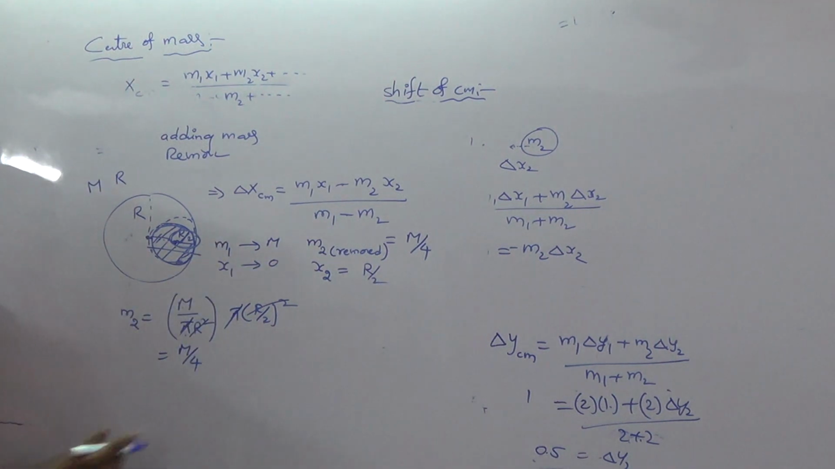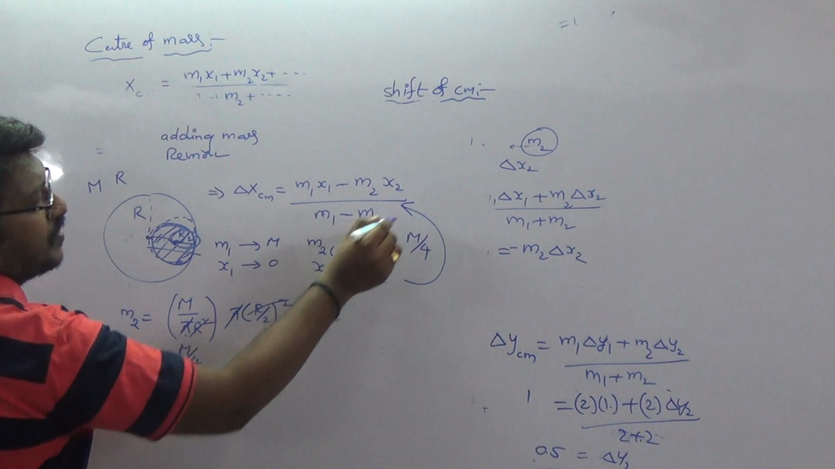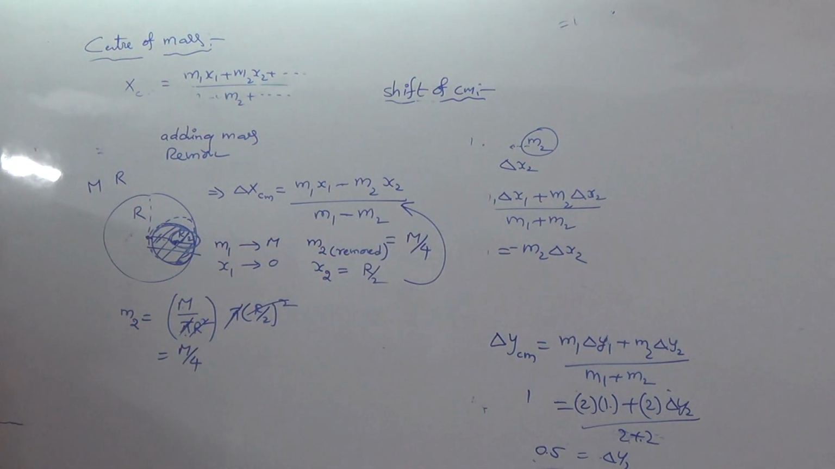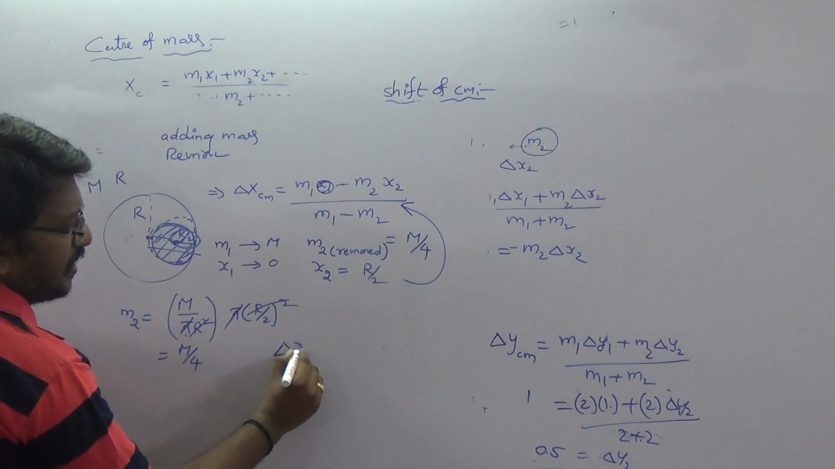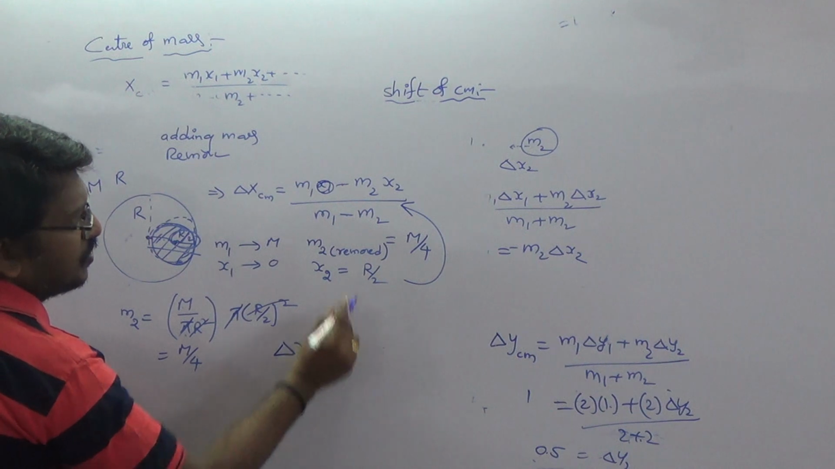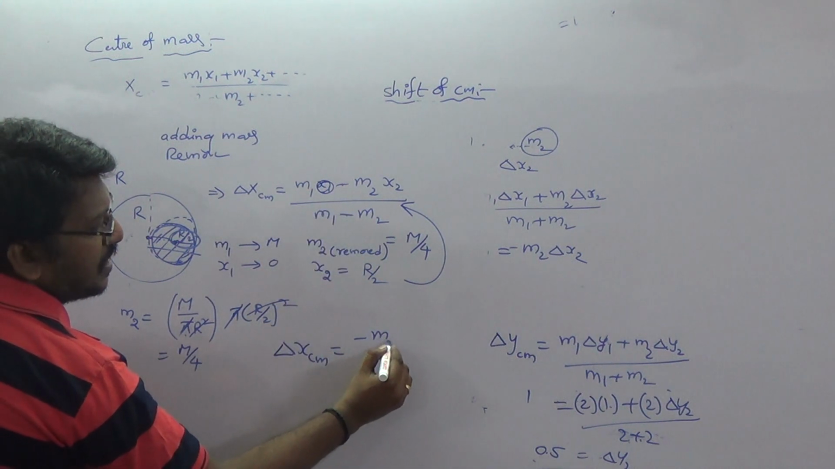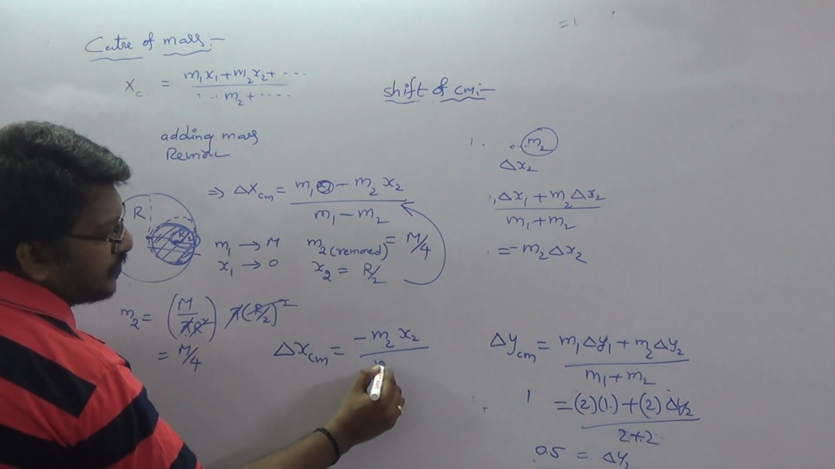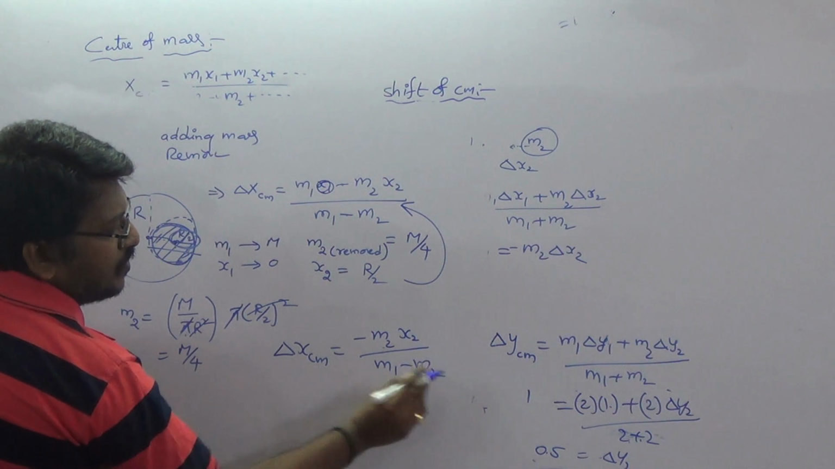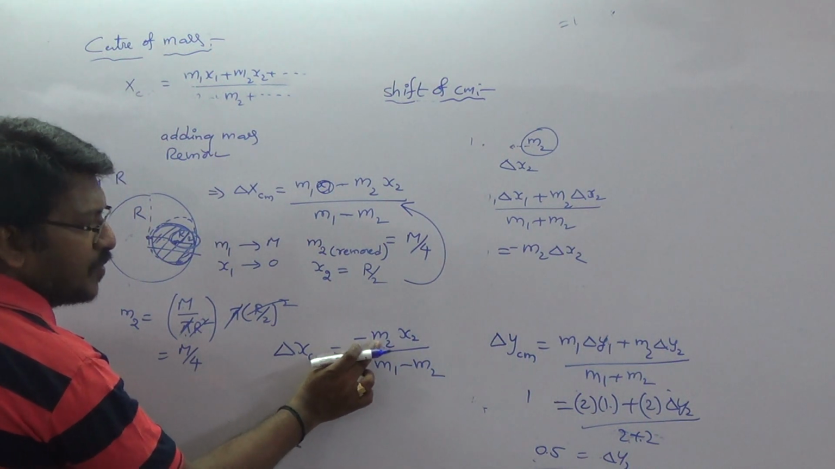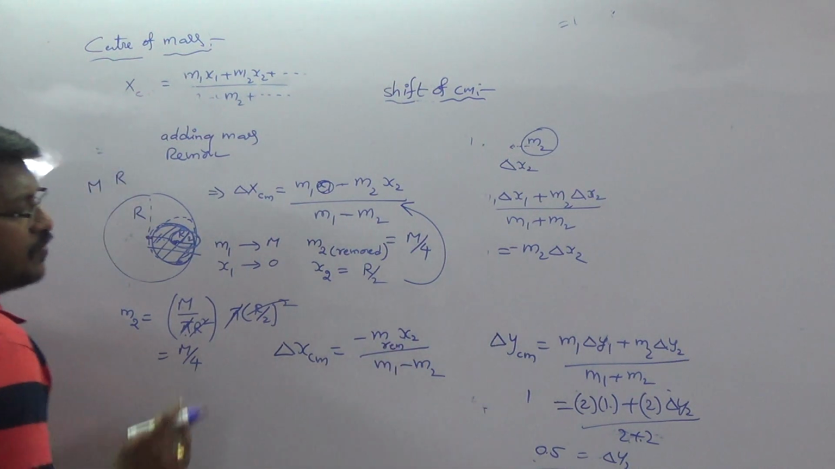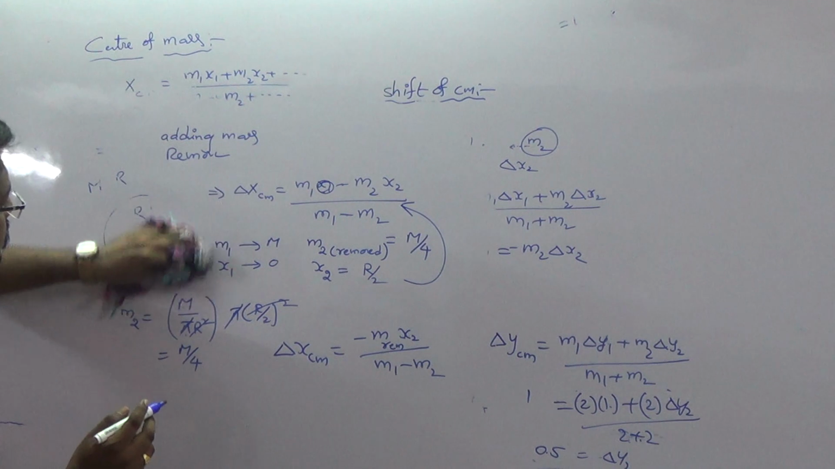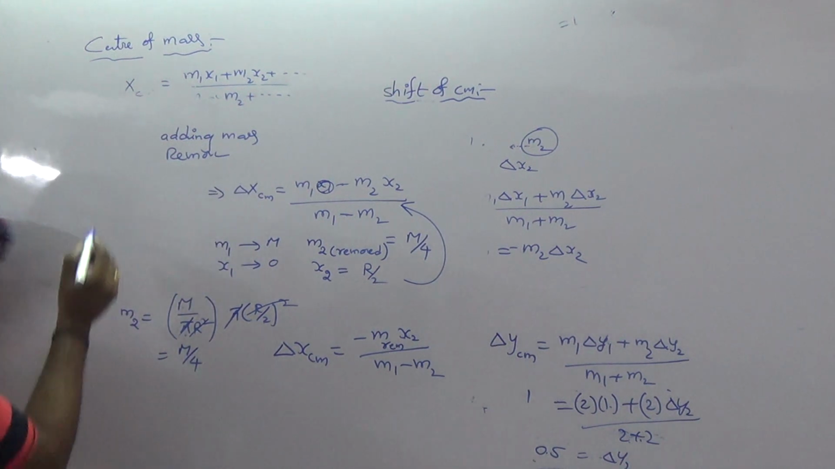So from that, by using this formula to get the answer, m1 x1 minus m2 x2 by m1 minus m2. Here x1 is 0. That means we get delta xm equal to minus m2 x2 by m1 minus m2. What is your m2? Removed mass. So we can write it simply as removed mass. x2 is the position of the center of mass of the second body.